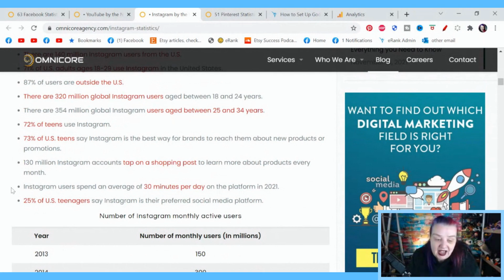And 130 million tap on a shopping post to learn more about it every month. So people do go from Instagram to buy things. And 30 minutes a day on the platform. So that's quite a long time on average. There we go. And 25% of US teens say Instagram is their preferred social media platform. There you go. That's Instagram.